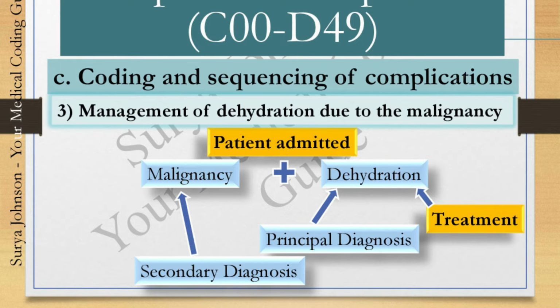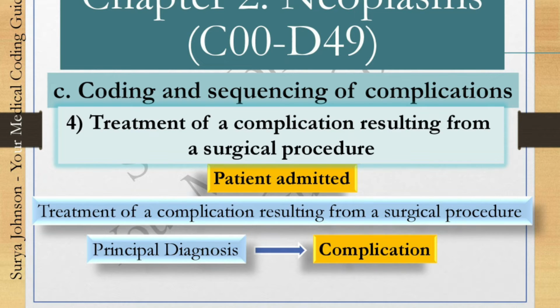The fourth one under coding and sequencing of complications is treatment of a complication resulting from a surgical procedure. If the patient has been admitted and the admission is for the treatment of the complication which resulted from a surgical procedure, in this scenario you will code that complication as the principal diagnosis. So, that is all under C, coding and sequencing of complication.